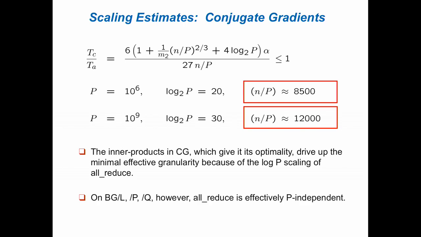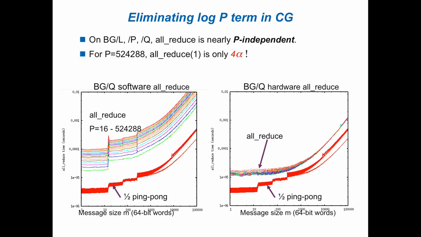However, on Blue Gene, it doesn't cost that much. There's no log p term for the dot products, because the dot products are done not in software, where here's the log p dependency as you go from 16 processors to 500,000. Here's the same dot product cost as you go from 16 processors to 500,000 processors when it's done in hardware.